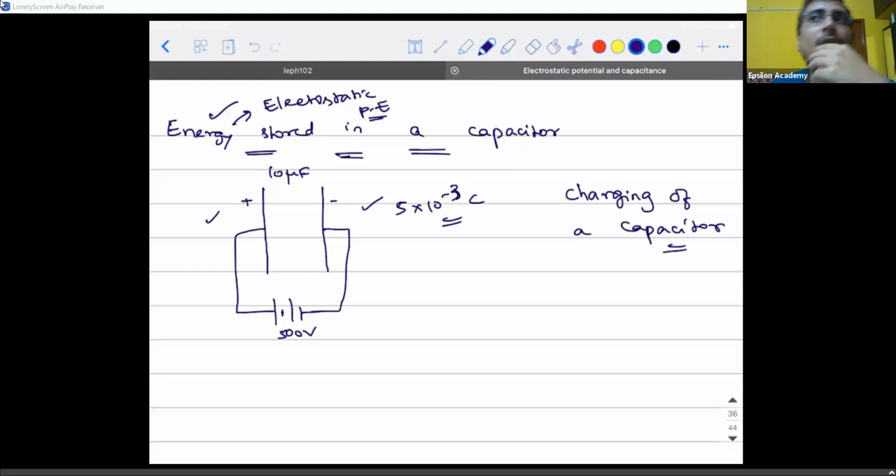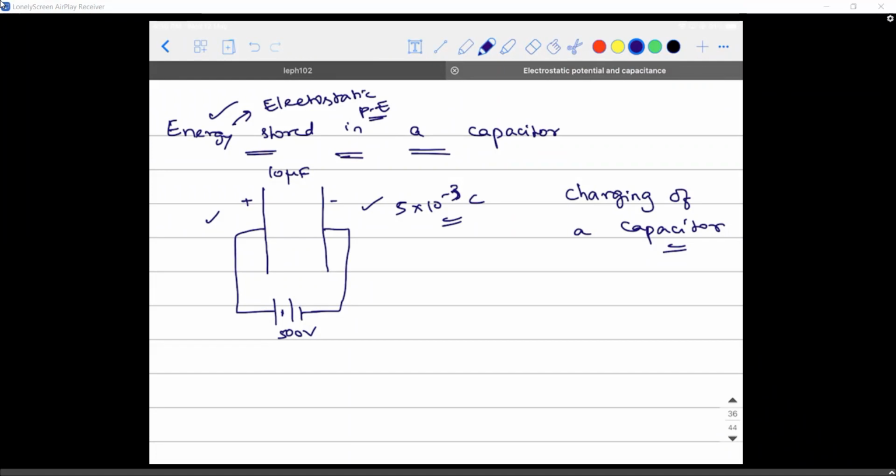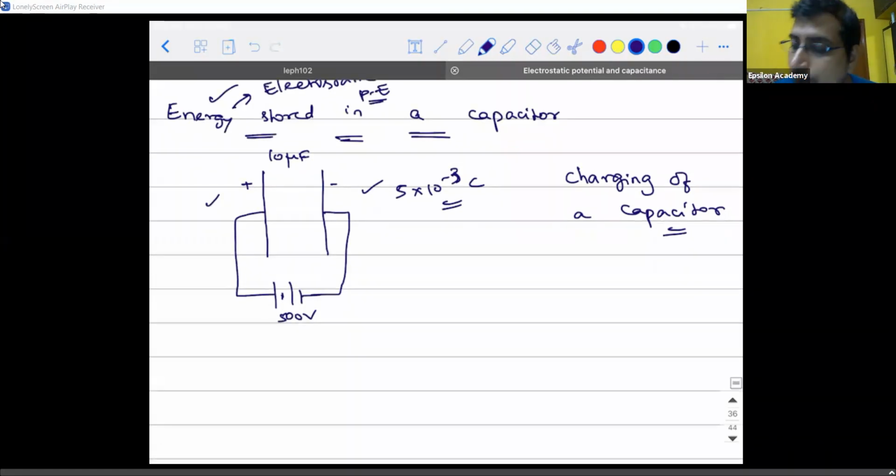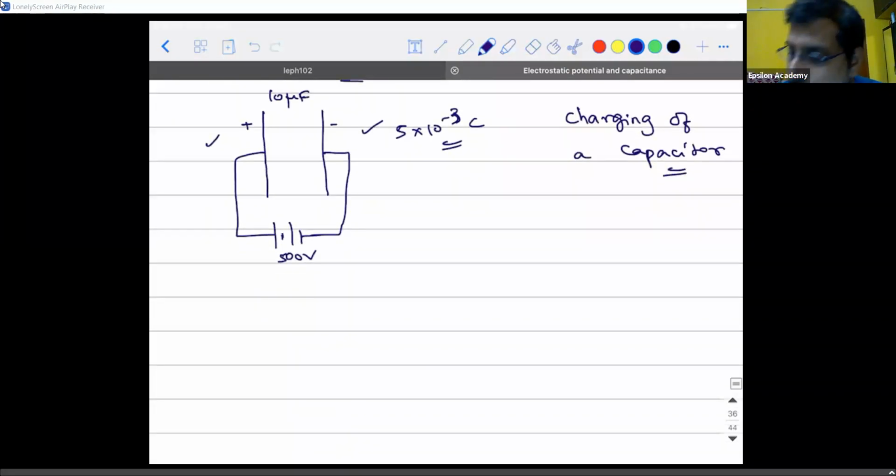When a dipole is placed in a uniform electric field, you remember that minus P cos theta, right? Yes. So that is also electrostatic potential energy only. Here also it is electrostatic potential energy, but the context is different because here we are talking about the electrostatic potential energy within the capacitor. Okay, let's see how to approach this.